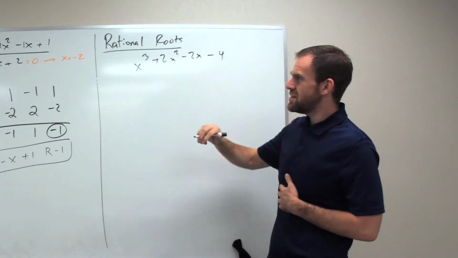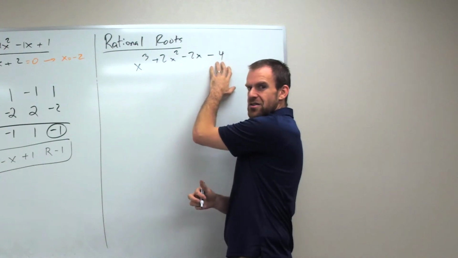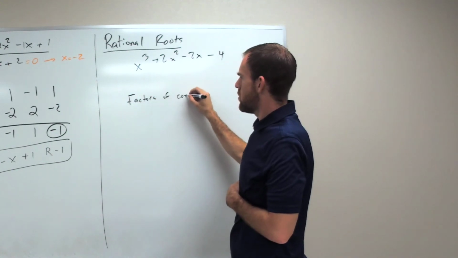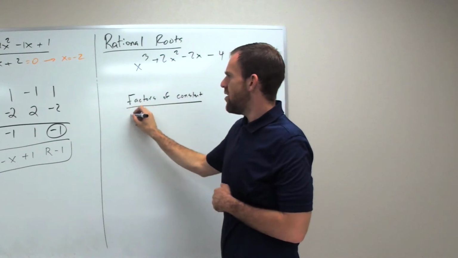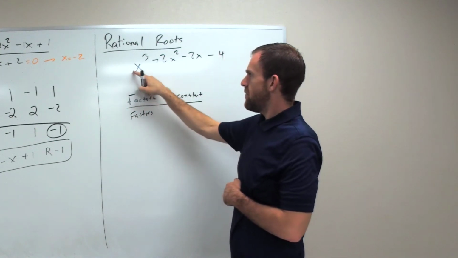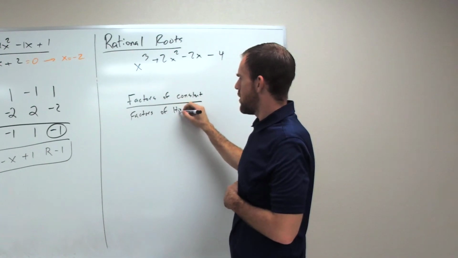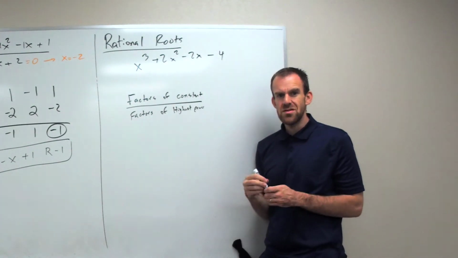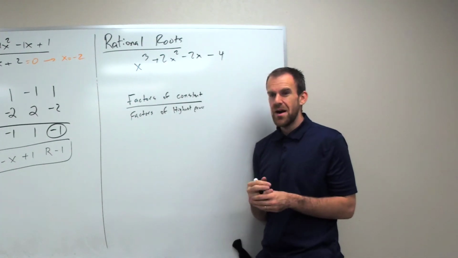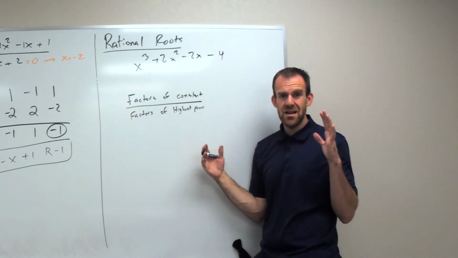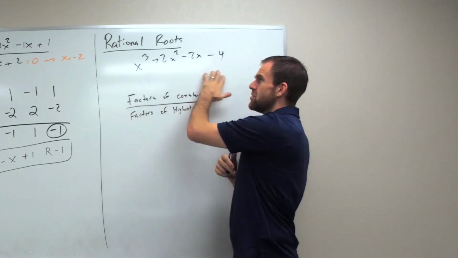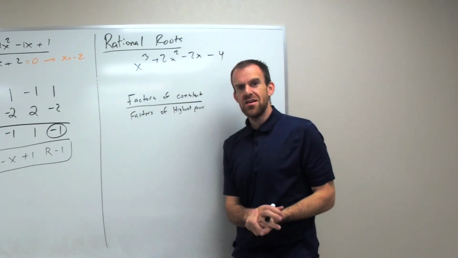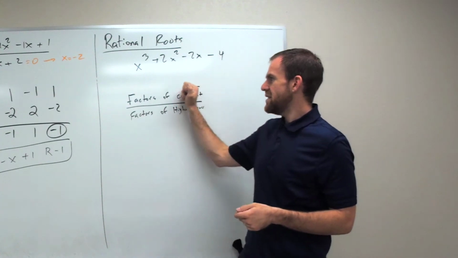So the rational roots theorem says this: if I take all the factors of my constant divided by all the factors of my highest power, those are all of the possible roots that are rational numbers. There might be some irrational numbers that we have no hope of finding anyways. But if a zero of this function can be written as a fraction of two integers, it will be in this list right here.